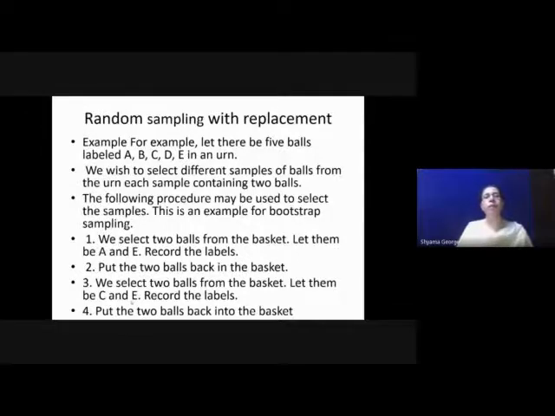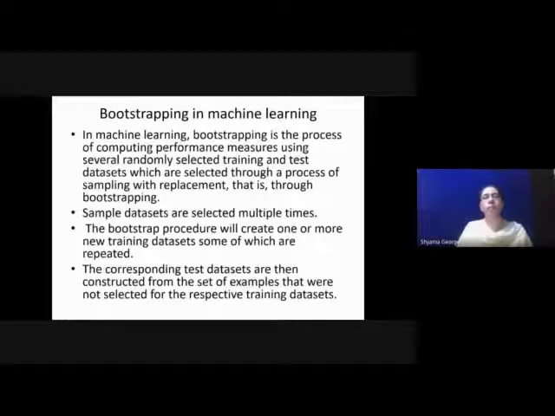Similarly, we can perform bootstrapping on the labeled data, which can be used for the training purpose. And the remaining set can be used for testing purpose. So in machine learning, bootstrapping is the process of computing the performance measures using several randomly selected training and test sets, which are selected through the process of sampling with replacement. In bootstrapping, we are selecting the training and testing set using random sampling with replacement. This is known as bootstrapping.